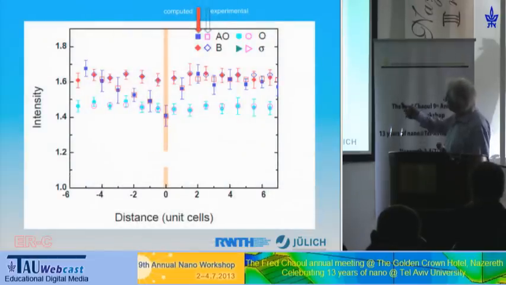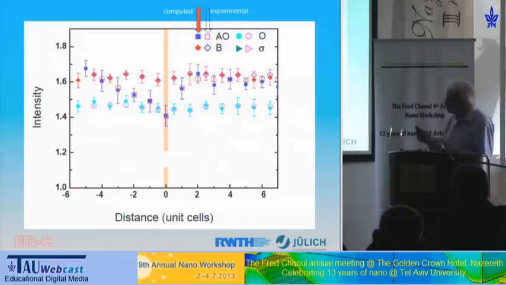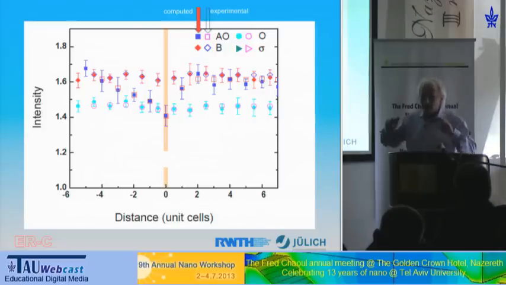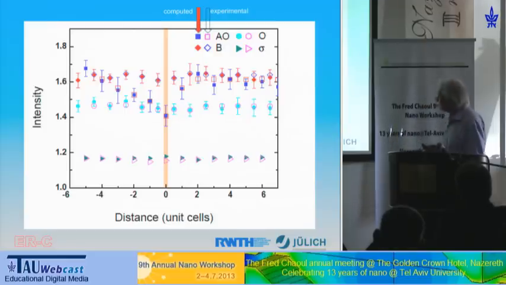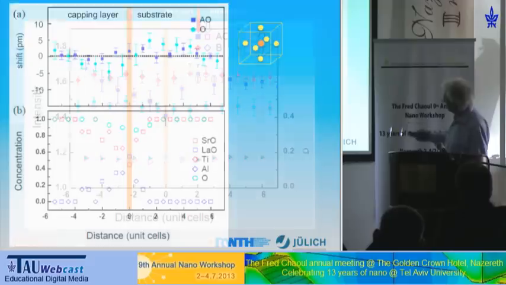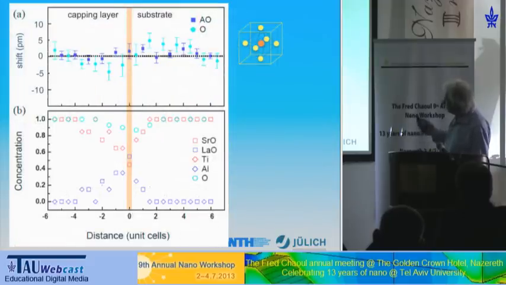So this simply should illustrate to you that we can get wonderful fits. The full symbol is the computer fit and the empty symbol is the experimental result. Sometimes you cannot even distinguish these. So we can nowadays get essentially a 100% fit on the absolute scale of the intensity and the contrast. So now to the results.